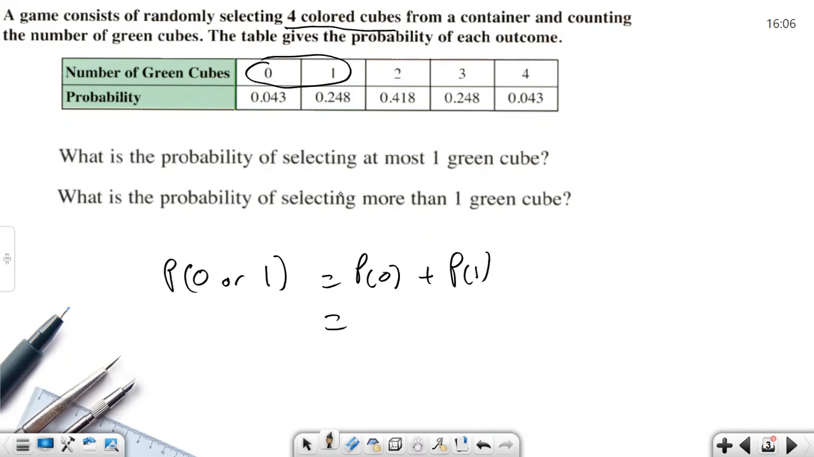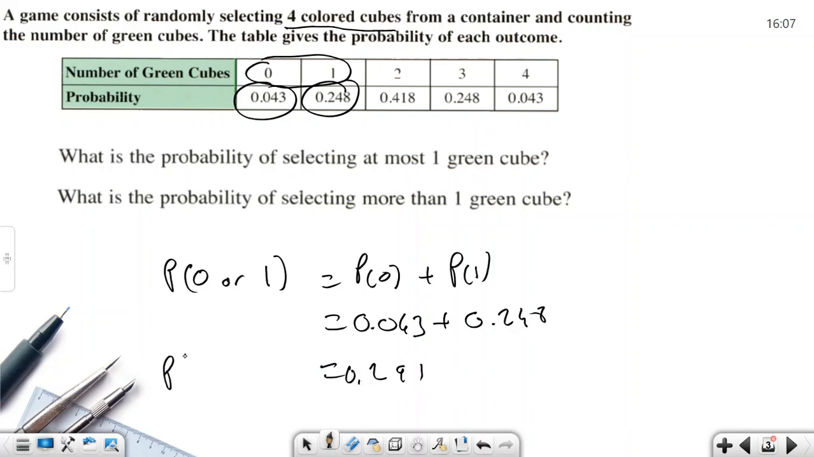You can add probability of 0 plus probability of 1. The probability of 0 is 0.043, plus the probability of 1, 0.248. It equals 0.291. This is the probability of at most 1 green cube. That's the answer to the first question. If it says at most, that means it can be 0 and at most 1, not greater than 1.